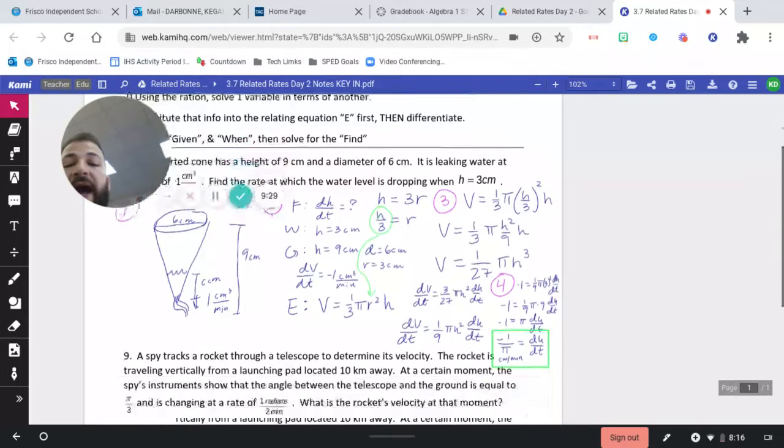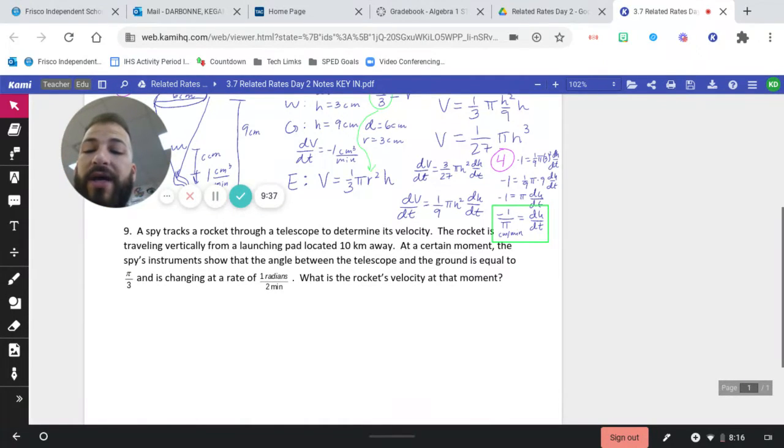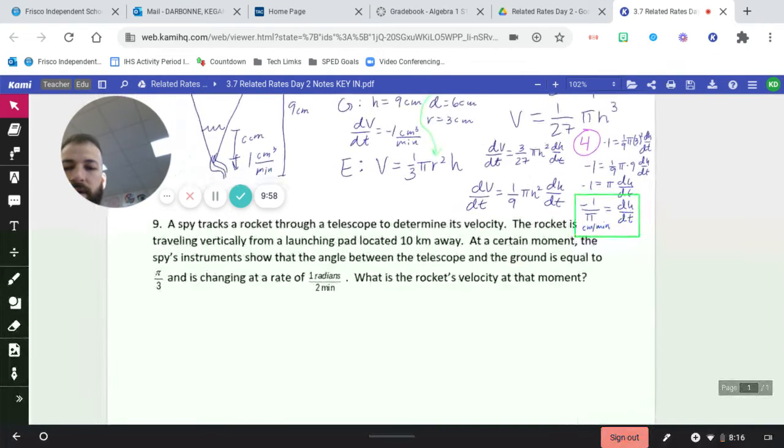Okay, so let's look at number 9. A spy tracks a rocket through a telescope to determine its velocity. The rocket is traveling vertically from a launching pad located 10 kilometers away. At a certain moment, the spy's instruments show that the angle between the telescope and the ground is equal to pi over 3 and is changing at a rate of 1/2 radians per minute. What is the rocket's velocity at that moment? All right.